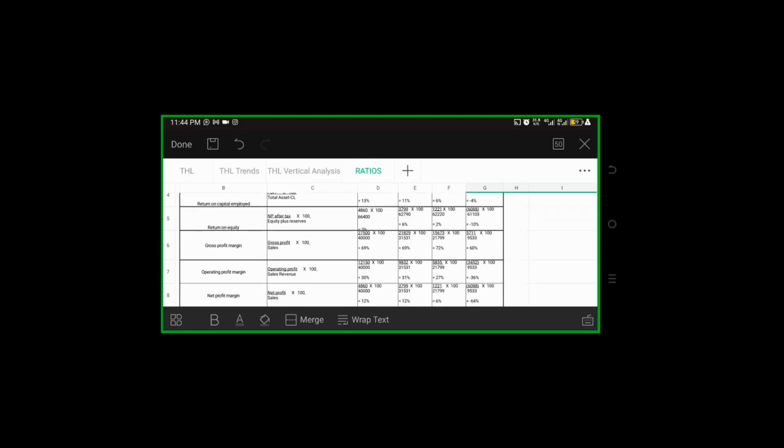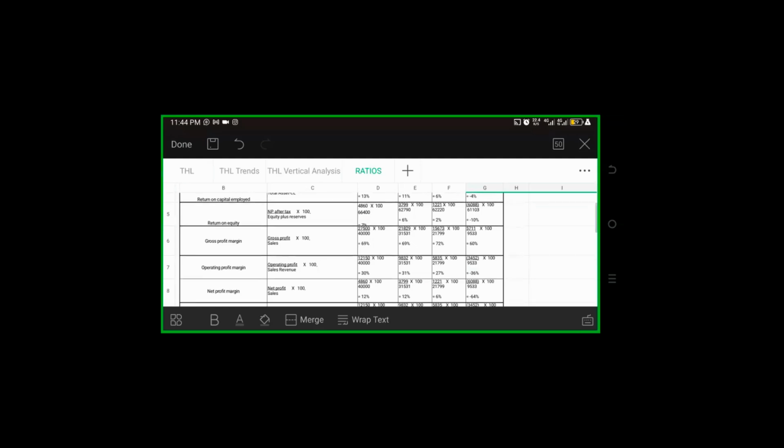And for gross profit margin, it shows the return they are making after deducting direct cost. What is left is a bit okay, at least 60% in 2020. We should cover for other expenses. 72% in 2021 and 69% in 2022. It seems fair enough to me.